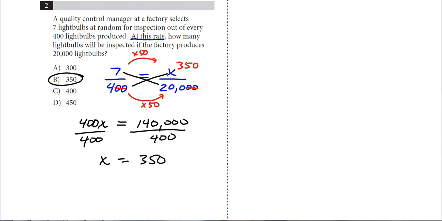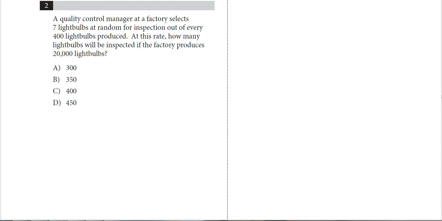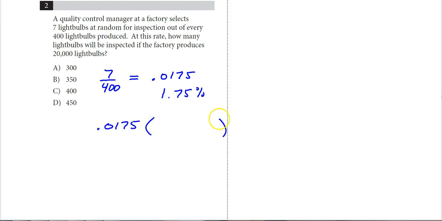That could work. There's some other ways using percents that could work. I probably wouldn't do them this way, but you could have used 7 out of 400 and found what percent that was. So when I divide 7 by 400, I get 0.0175 or 1.75%. And then I could have used that number, 0.0175, and just multiplied it by the total, by 20,000. I probably wouldn't have done it this way, but it also could work. And you get 350 that way. So a couple different ways there to do number 2.